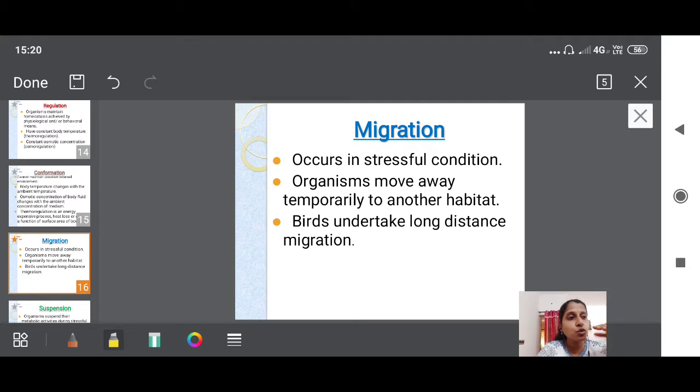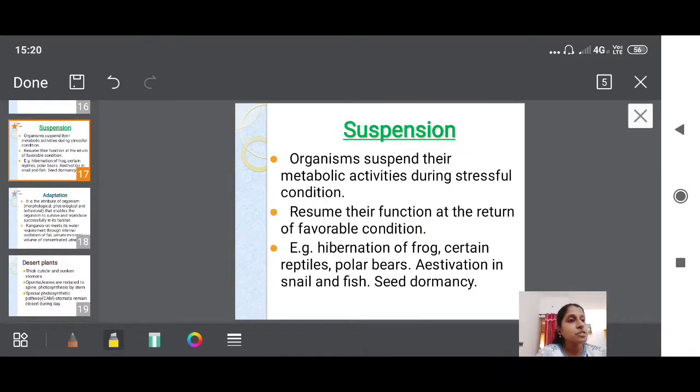For a short duration you want to escape during winter, so birds like the Siberian crane migrate from one place to some areas where they can live for some time, and again they will go back. That we call migration. And the last one was suspension, where we discussed temporarily suspending. Metabolism is not taking place, they go for sleep, rest, like polar bear, hibernation of frogs and certain reptiles, and estivation of snails and fishes.